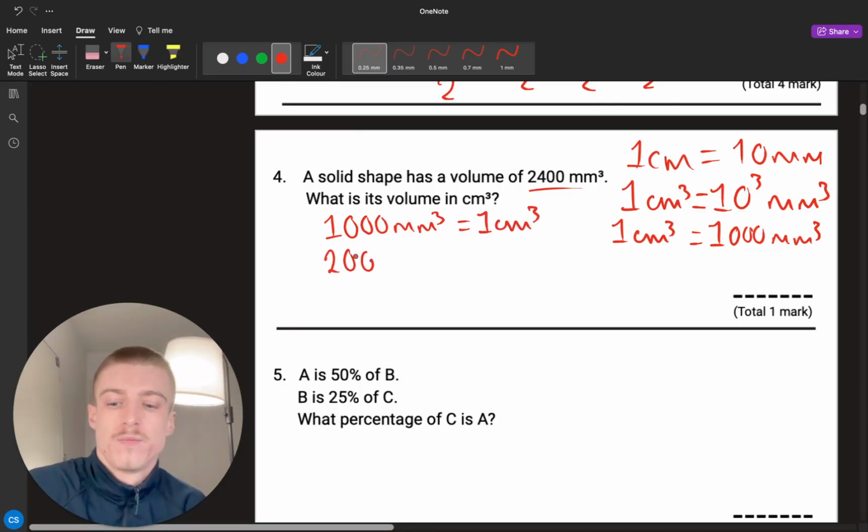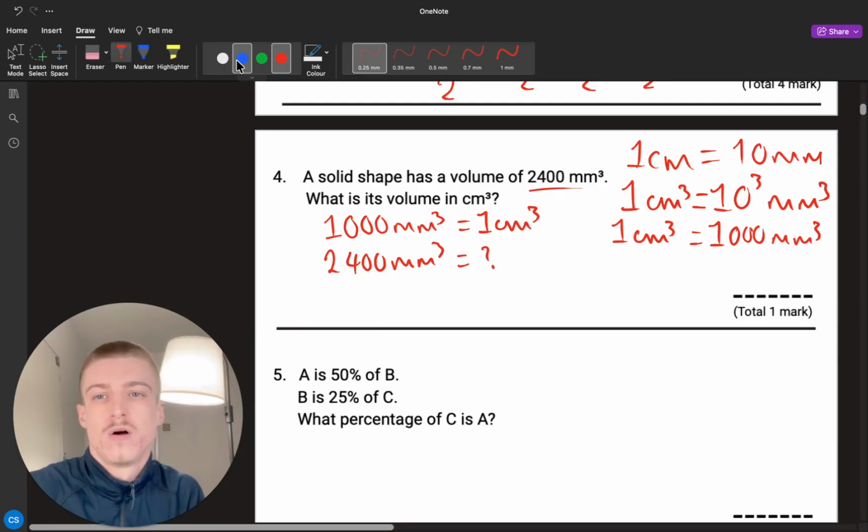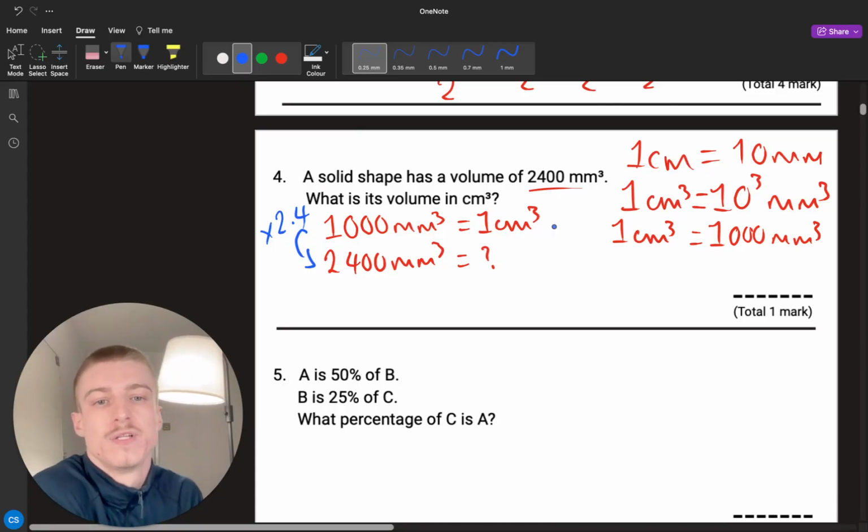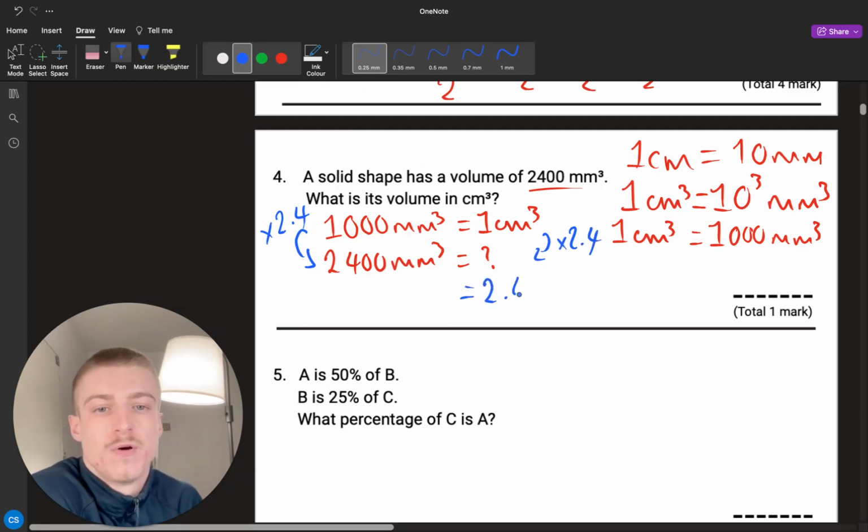Then we have 2,400 millimeters cubed, but we don't know what that is in centimeters cubed yet. All we need to do is look at what we multiply by to get from 1,000 to 2,400, and that's 2.4. Whatever we're multiplying up on the left side, we're going to do the same to the right-hand side, okay? Times 2.4. So our answer is 2.4 centimeters cubed.